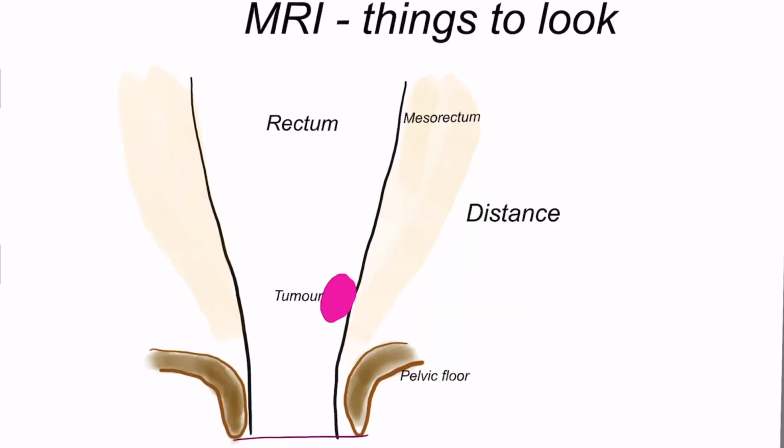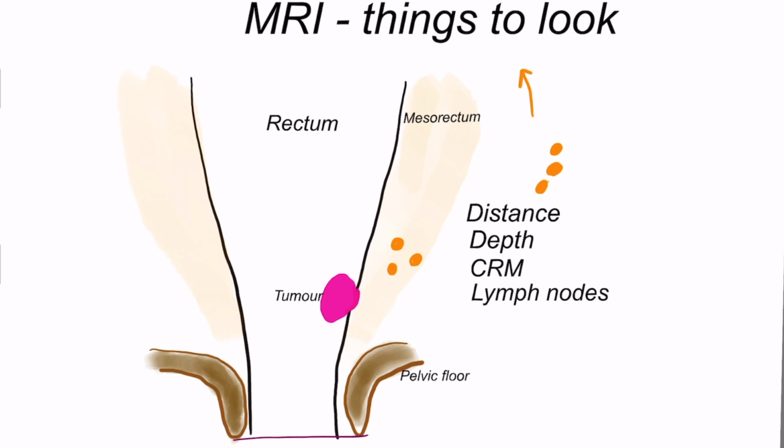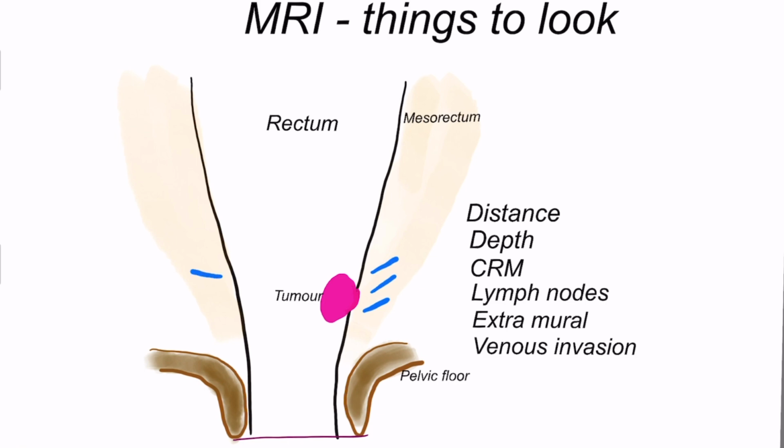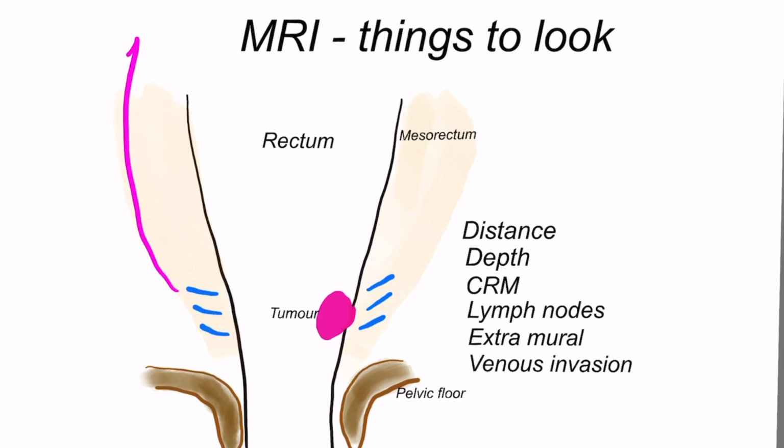Things to look for in pelvic MRI are distance from anal verge and pelvic floor, depth of tumor, whether tumor has penetrated through muscle into mesorectal fat or is intramural. Circumferential resection margin: it is distance of tumor from mesorectal fascia. Any lymph nodes in mesorectum. Pelvic group along iliac vessels or higher up. Extramural venous invasion, EMVI: it is presence of tumor in small veins. It has been seen that EMVI increases risk of liver metastasis.